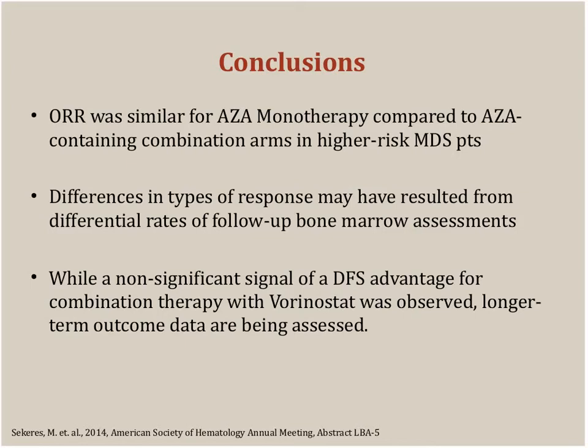The conclusions were the objective response rate was similar for AZA monotherapy compared to the two arms. There were differences in the type of response. It may be partly due to differences in the way the protocol called for bone marrow follow-up for patients, and there was a non-significant signal in favor of vorinostat with AZA, but longer outcome follow-up needs to be done in order to draw conclusions.